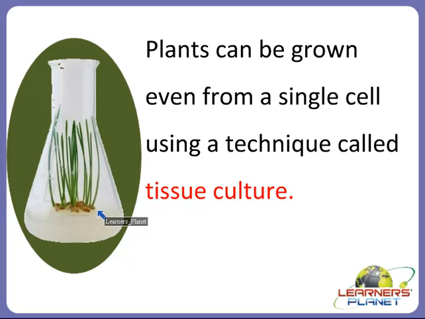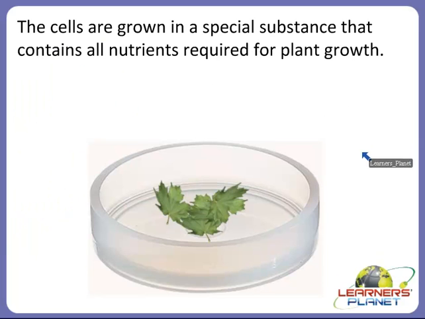Alright, so a single cell can grow into many plants by using this technique, and this technique is very important in this field of science. Children, always remember this technique when we have to grow many plants. So what happens actually? The cells are grown in a special substance that contains all the nutrients required for plant growth.